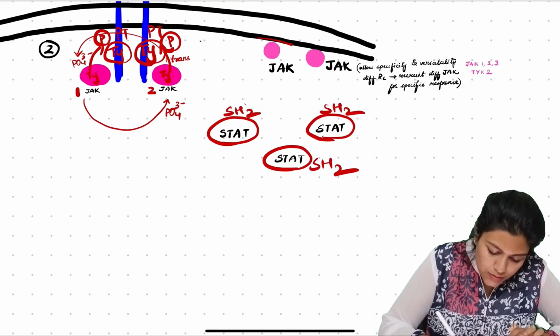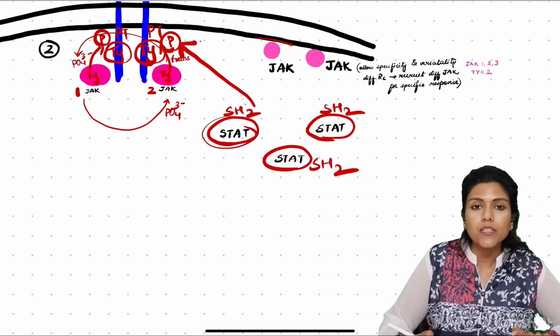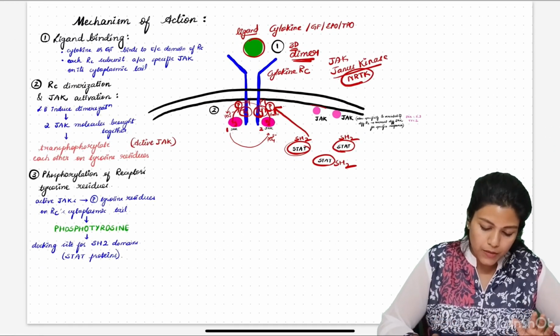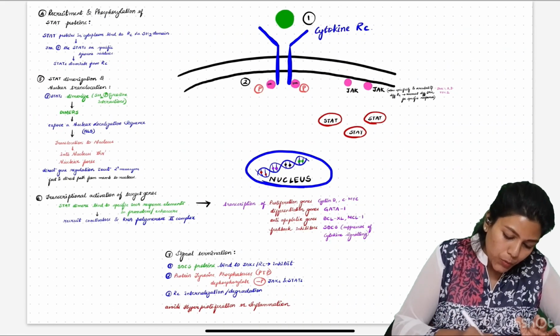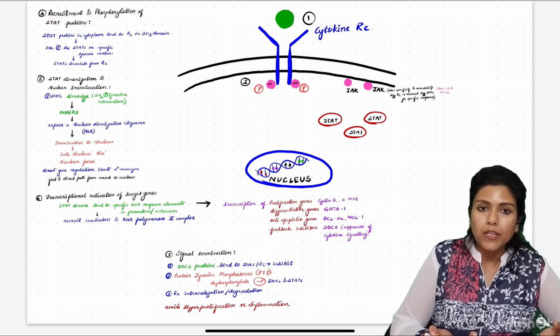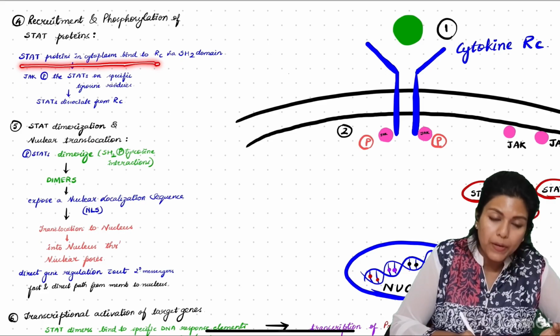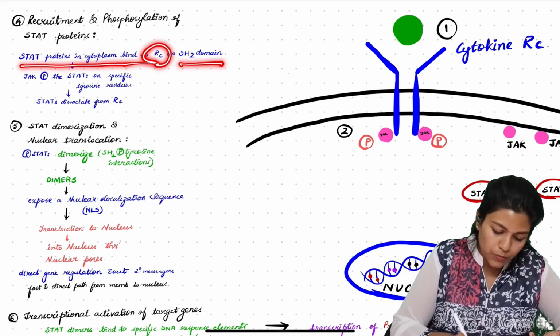This SH2, these STAT molecules will be recruited towards this phosphotyrosine of the receptor. Now, there is recruitment and phosphorylation of the STAT. We have studied the recruitment. The STAT molecules with the SH2 domains in the cytoplasm will bind to the receptor via the SH2 domain.